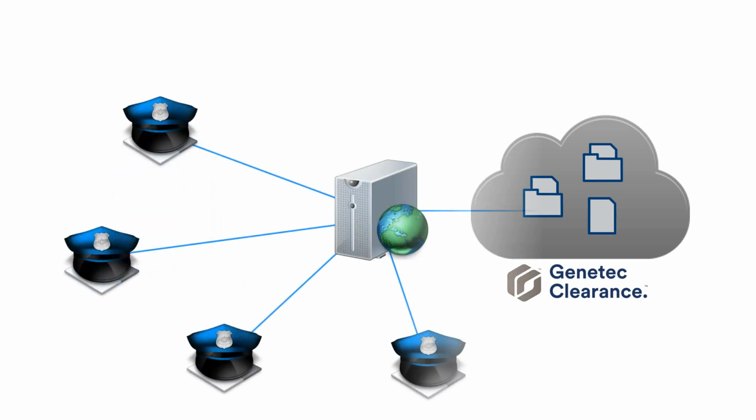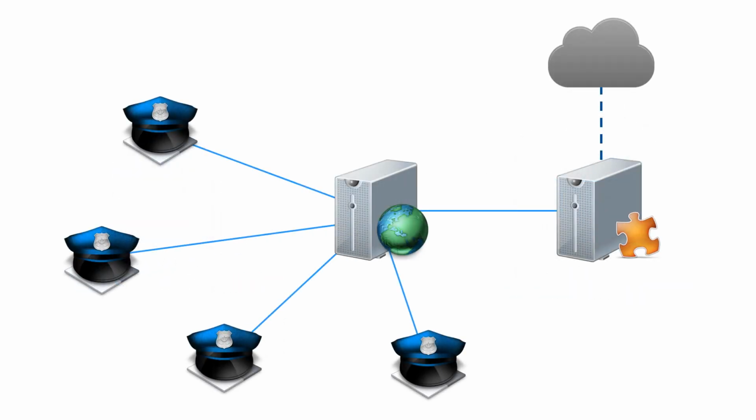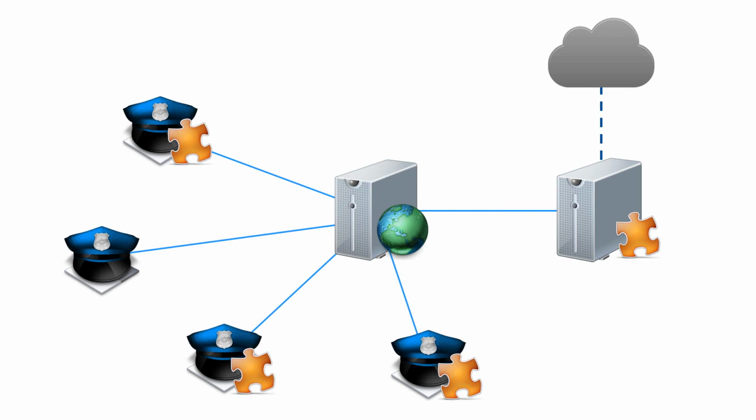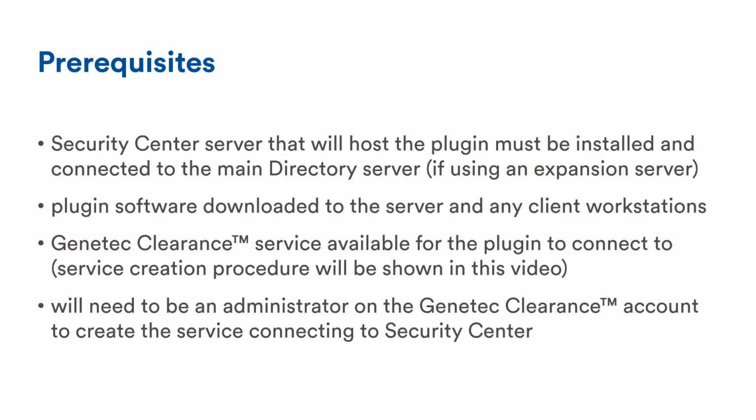description. The Genetec Clearance plugin is installed on a Security Center server and any client workstation that will be working with Genetec Clearance. We recommend installing the plugin on an expansion server so there is little to no impact on the main directory server. Before setting up the Genetec Clearance plugin, you'll need to have the server the plugin will run on installed and connected, have the software downloaded to the server and client machines, and have a Genetec Clearance service available. You'll need to be an administrator on the clearance account you'll be connecting to Security Center so you can create a service to link the two together.